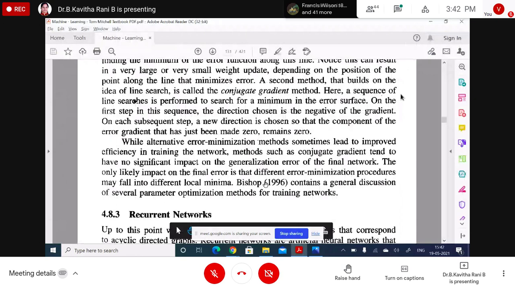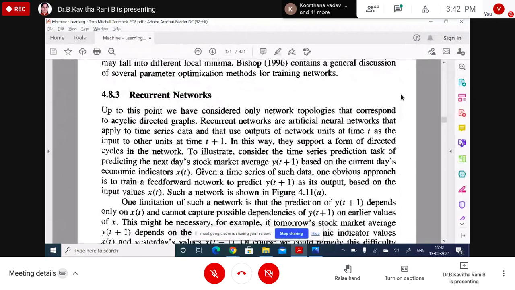So the next important topic is recurrent network. So what is recurrent network? Recurrent means which happens from the beginning. Okay, so that I'll tell you.